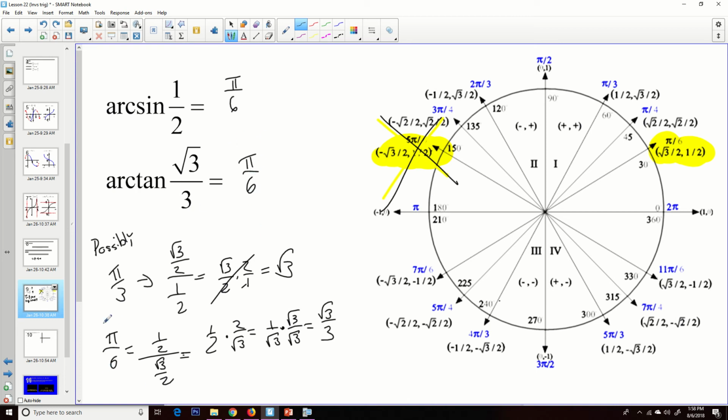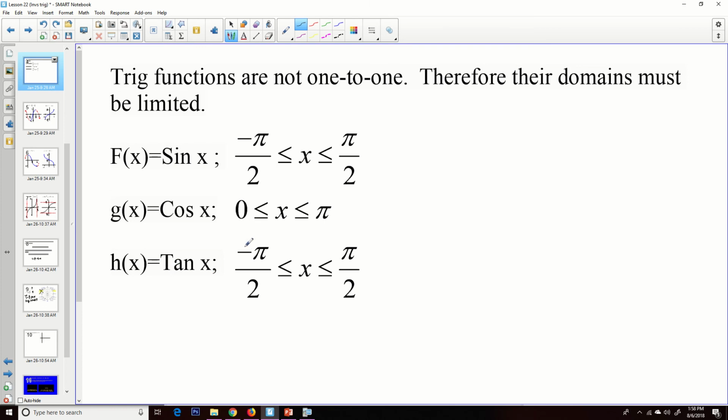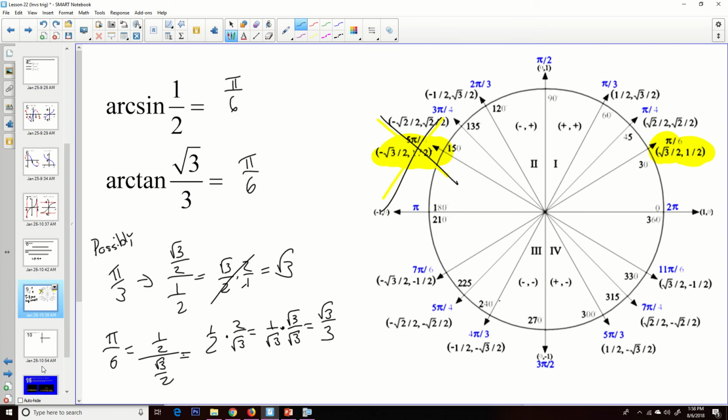Now there is another value where you would get that ratio of square root of 3 over 3, and that would be at negative square root of 3 over 2 and negative 1/2 at 7 pi over 6. But again, for arctangent, the only values are going to be from negative pi over 2 to positive pi over 2, and it's not going to give you any values other than that. So that's how you solve inverse trig functions for values on the unit circle.